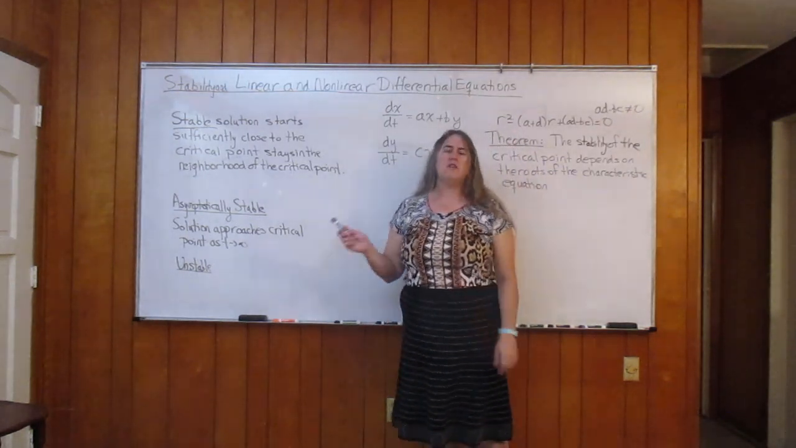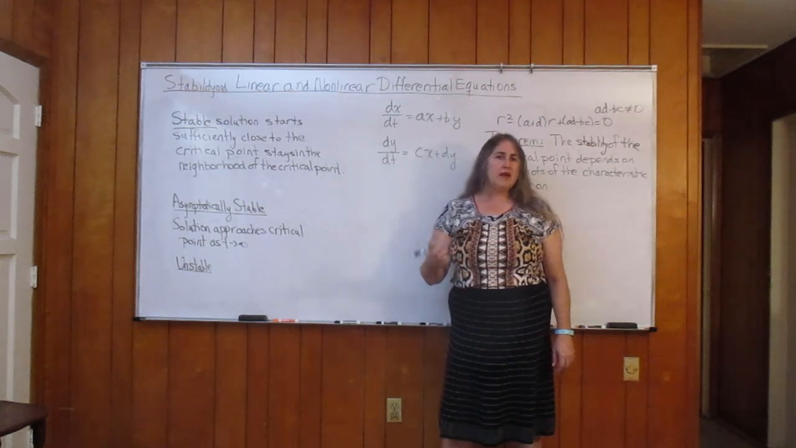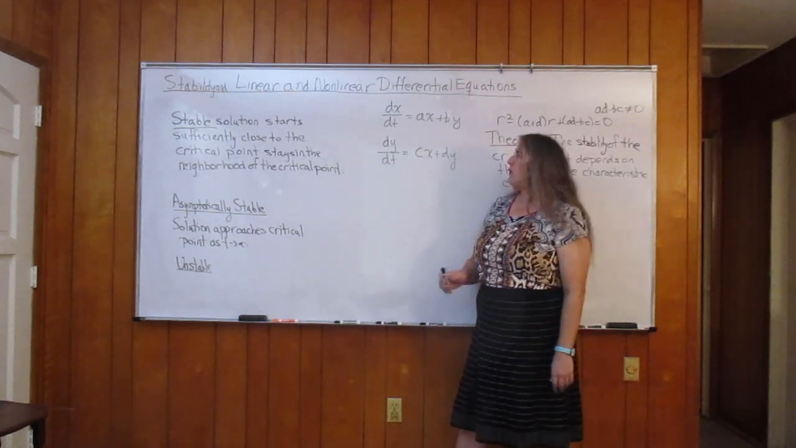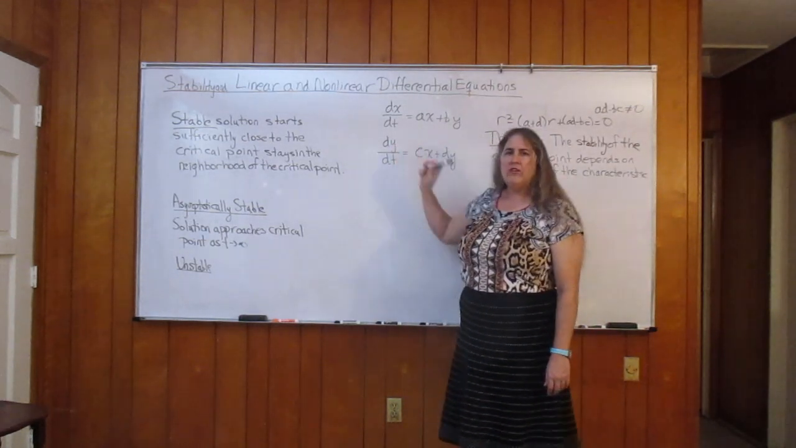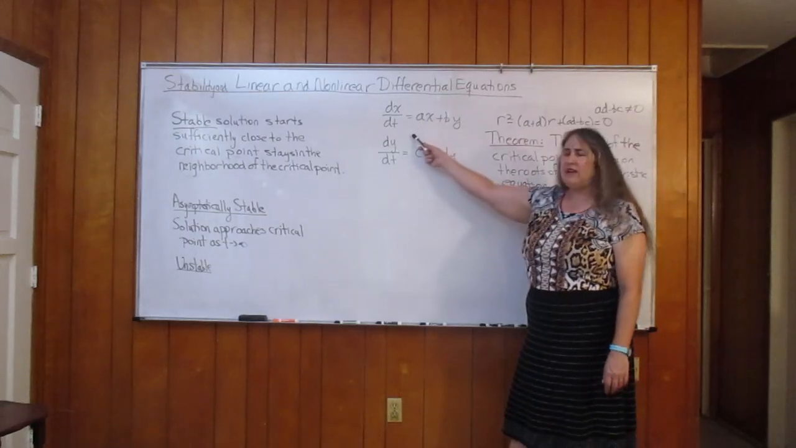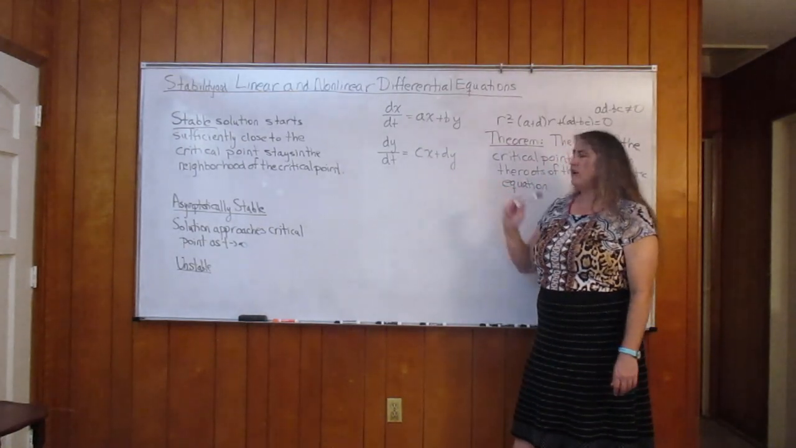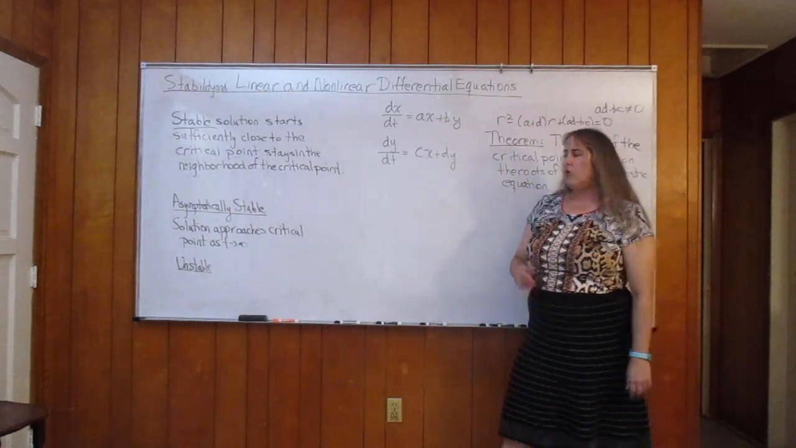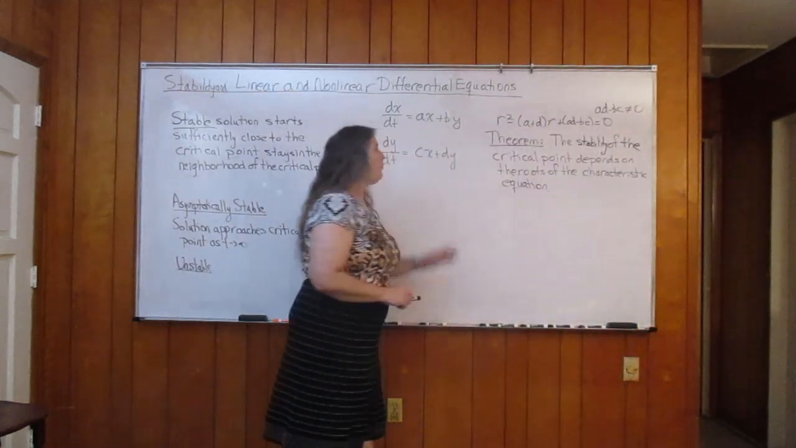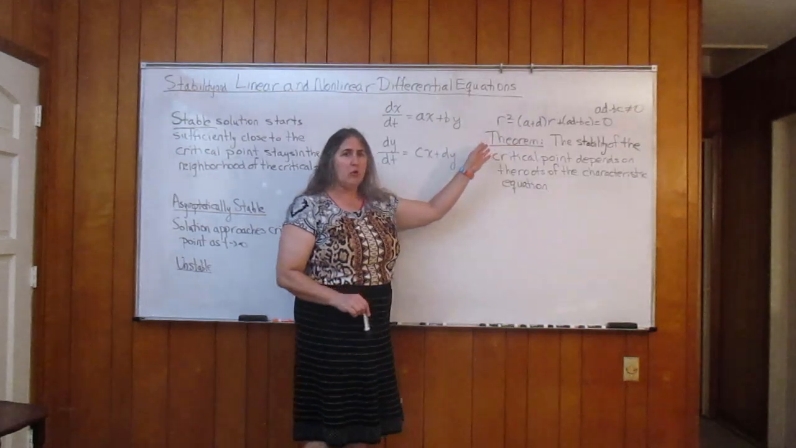We also looked at unstable solutions as well. An example of that was the saddle point. Now, the linear autonomous system, again, is dx/dt = ax + by, dy/dt = cx + dy. We determined, or predicted rather, the stability based on the roots of the characteristic equation.